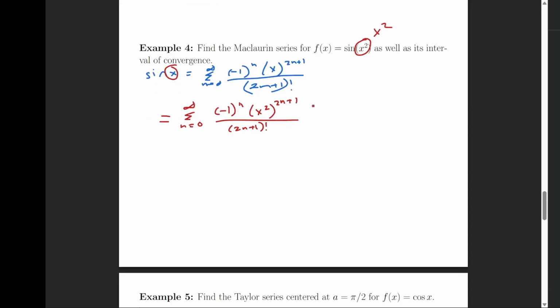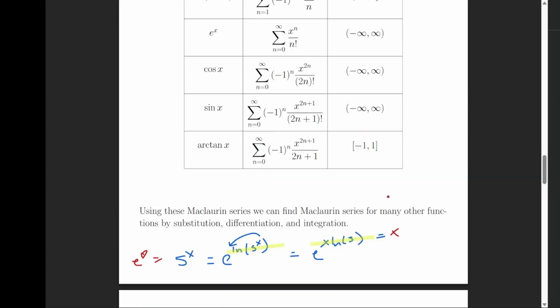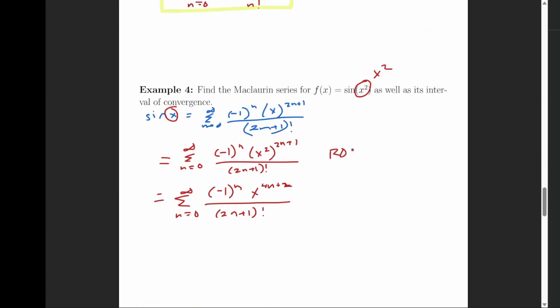And then you could just leave it in this form, or you could simplify it. Multiplying the exponents, 2 times 2n plus 1 gives x to the 4n plus 2. And then this would be your answer. According to the chart, this is the interval of convergence, and since we use it, it's going to be the same thing. So this is the series answer, and this is our interval of convergence. That's the answer.